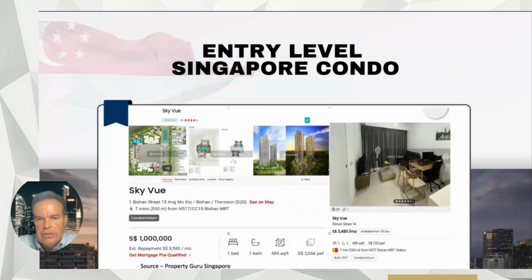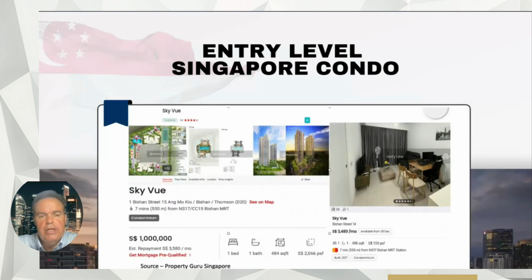And over on the right-hand side, I took an average asking rental for a 1-bedroom unit in this development. And the rental income is estimated at $3,480. So we can see the rental income that's estimated isn't even enough to cover the monthly mortgage. And that doesn't include things like the maintenance fees, void periods, paying agency fees, repairs and maintenance, and so on.